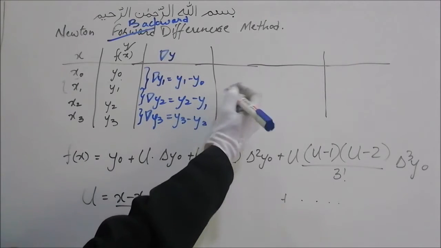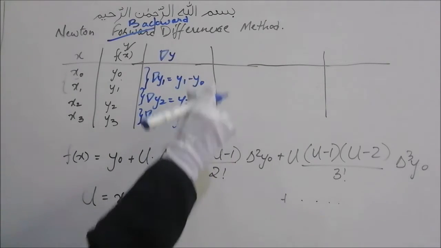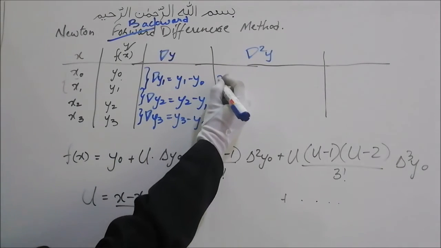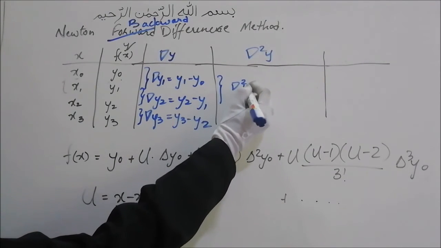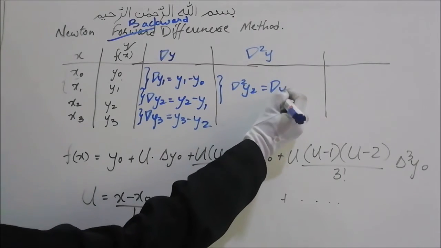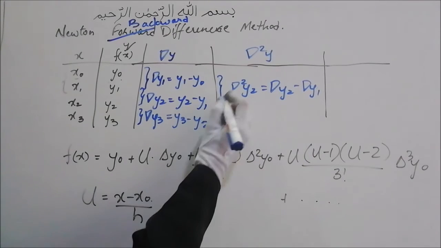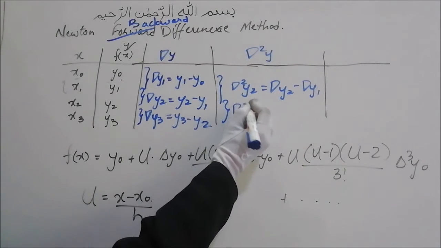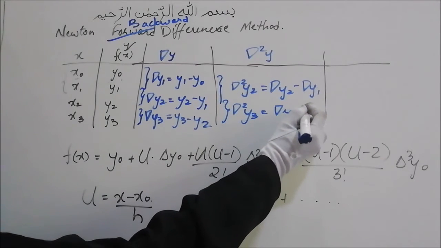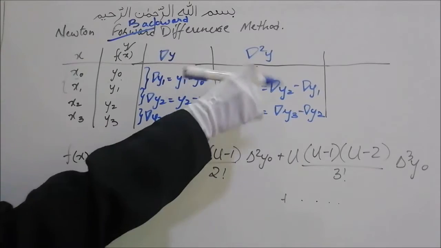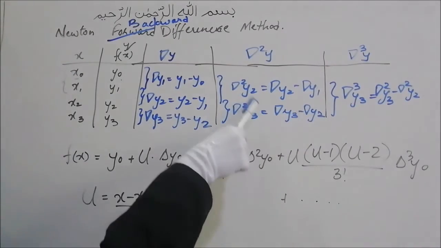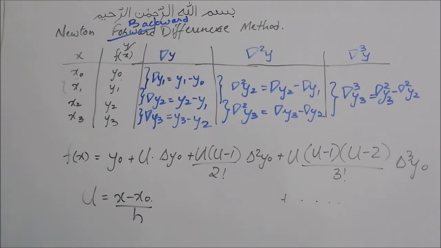Now again I'll find the difference between these corresponding terms. So that will be del squared y. Between these two terms we will have del squared y2, which will be equal to del y2 minus del y1, and the difference between these two terms will be del squared y3, which will be del y3 minus del y2. And now we'll find the difference between these two terms, which will be del cube y3, equal to del squared y3 minus del squared y2.